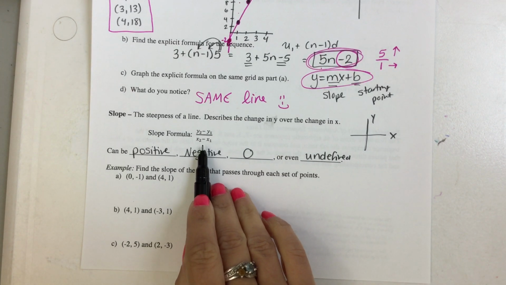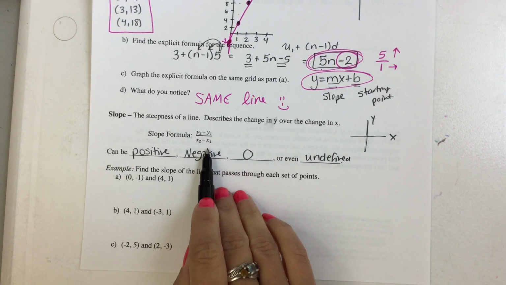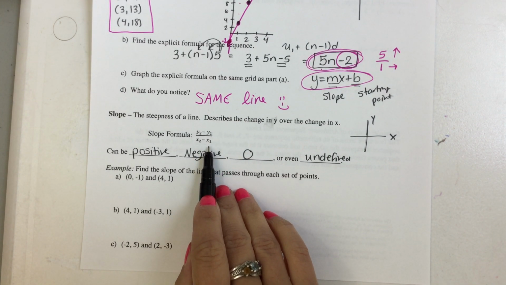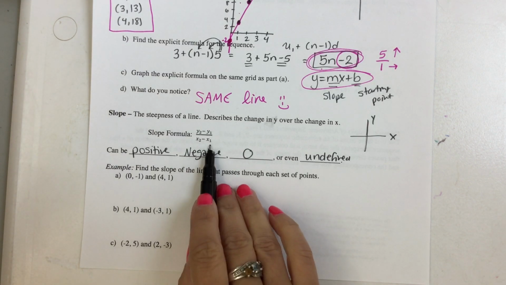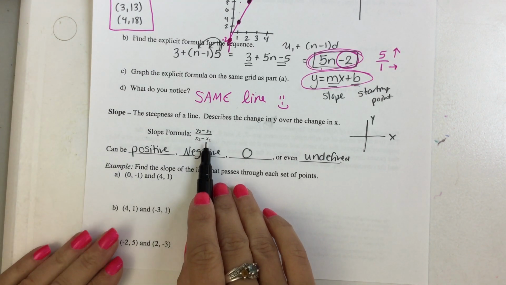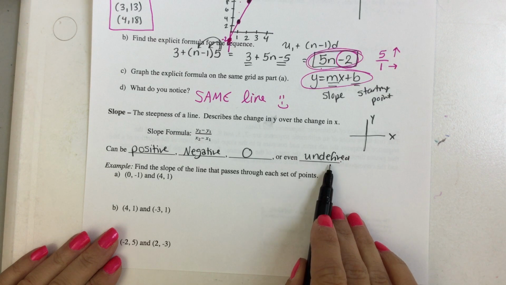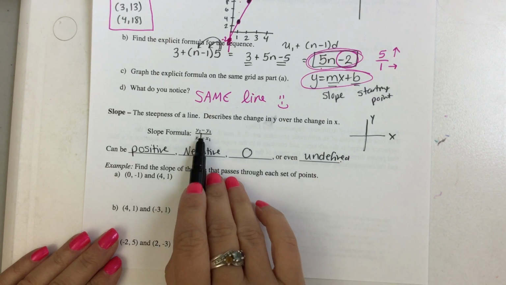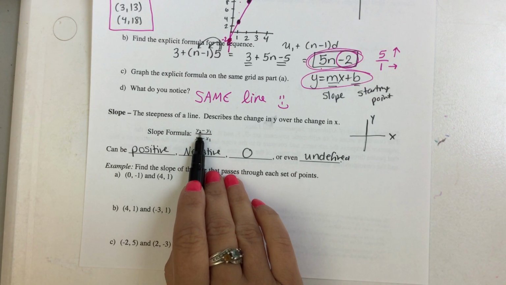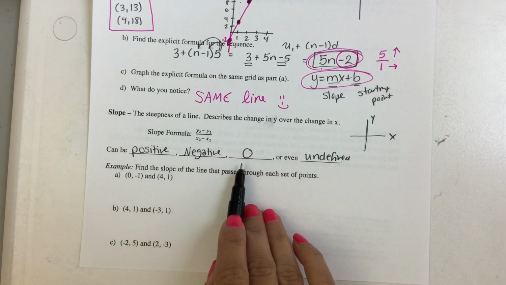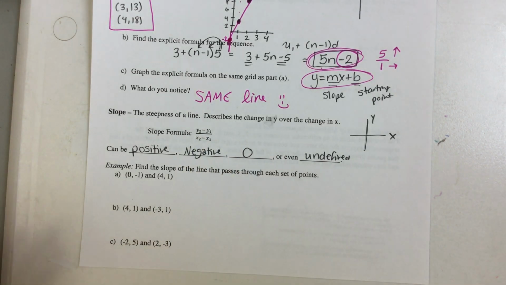Because what happens here is we are looking at a fraction. Remember, there's that rule that you can never divide by 0. So if you end up with a 0 on the bottom, that slope is said to be undefined. If you have a 0 on the top, that's okay. You can have a 0 on the top. 0 divided by any number is going to be a 0.